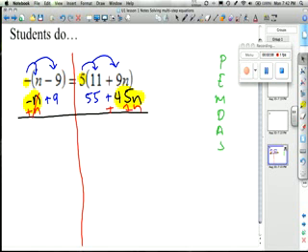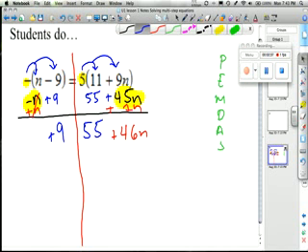Again, if it doesn't have a variable in front, it's automatically 1. 45 plus 1 is going to be positive 46n. I'm going to bring this 55 down. I've got 55. And on this side, I have only that positive 9. Now, whatever's in blue represents my numbers. I want them all by themselves on the other side of the variable. I don't want them near my variables, so I'm going to move these to the other side as well.